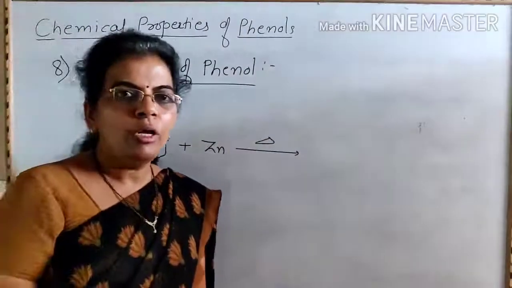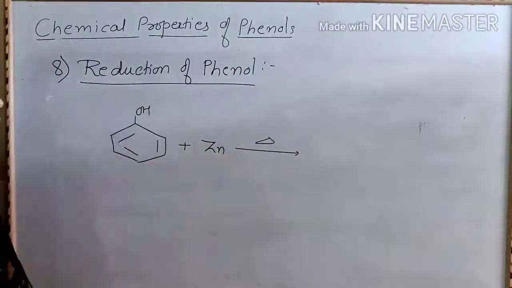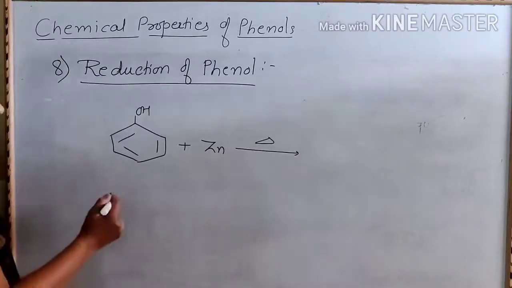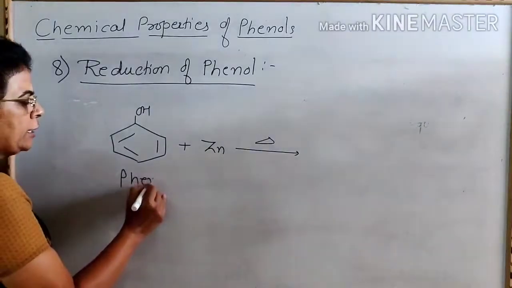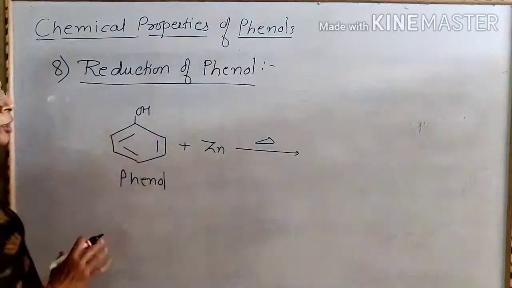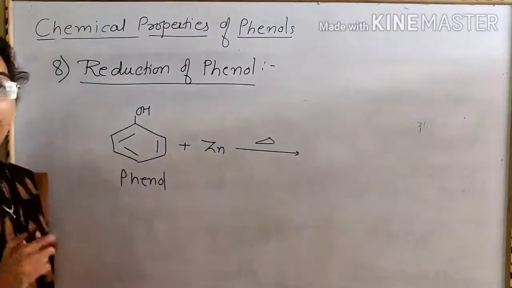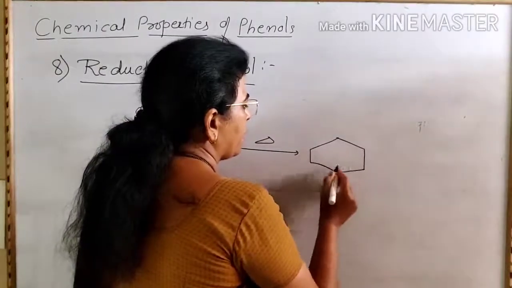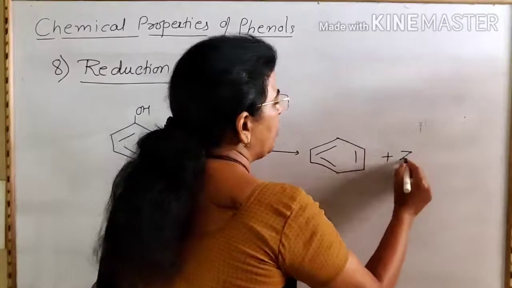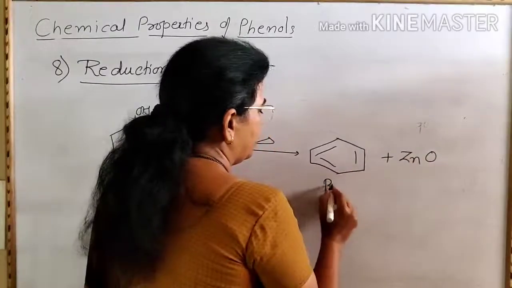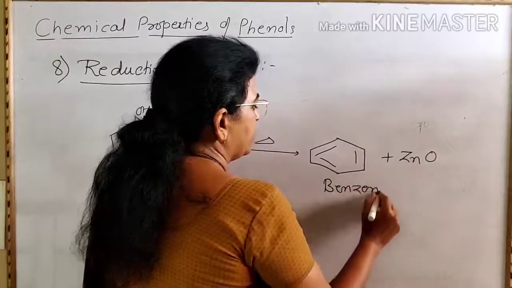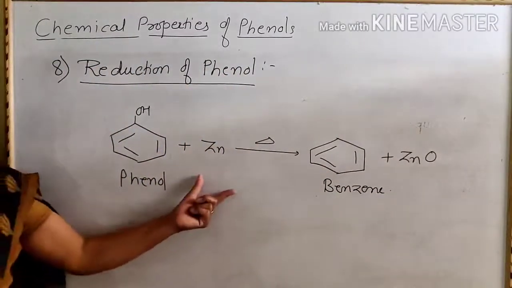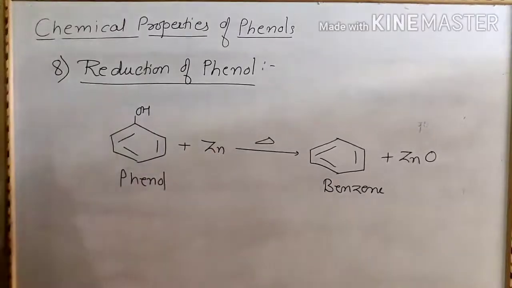Last reaction of phenol, that is reduction of phenol. Now here, when this phenol is heated with zinc dust, then reduction of this phenol takes place into benzene ring. That is, you will get benzene plus ZnO. That is, phenol on reduction with zinc dust gives benzene.